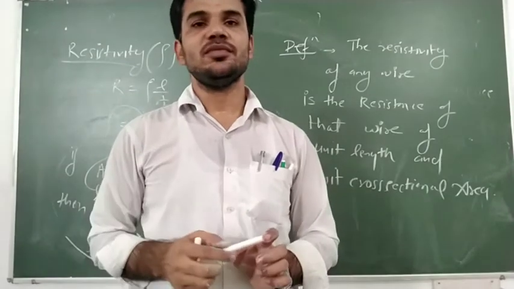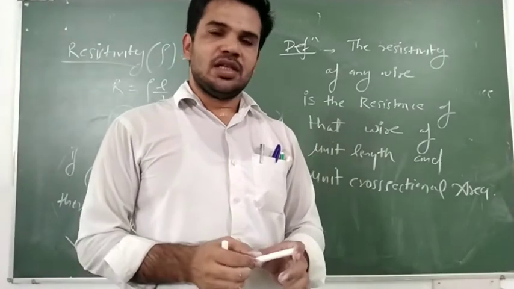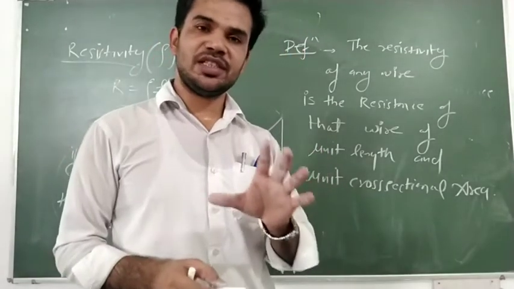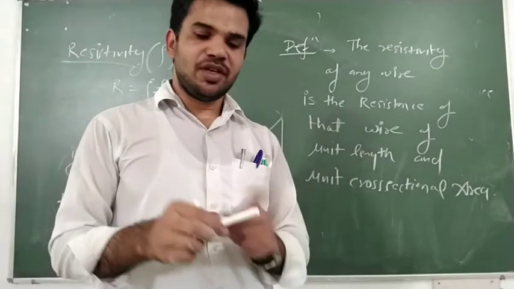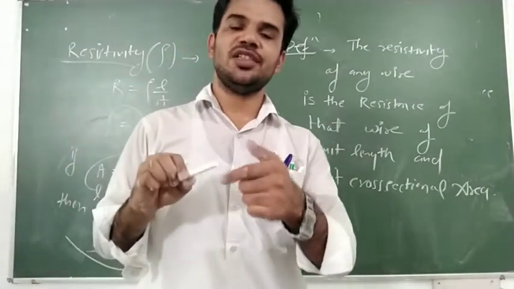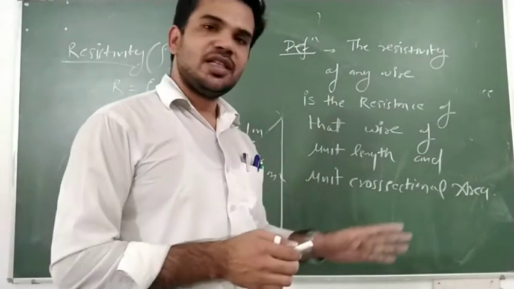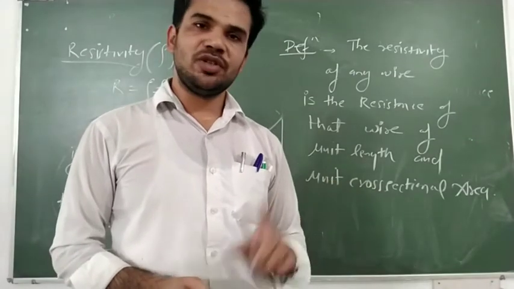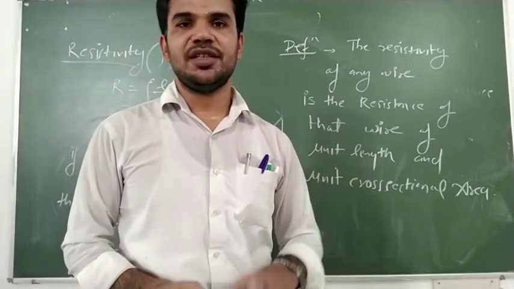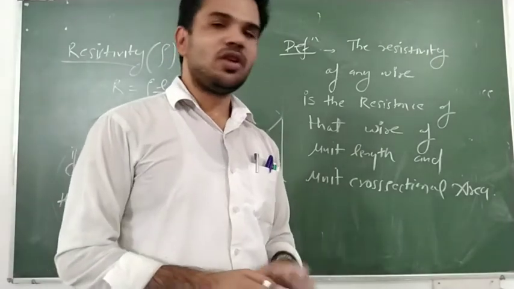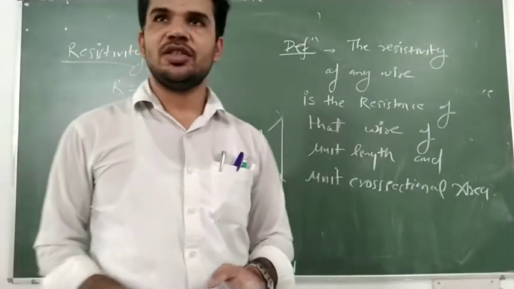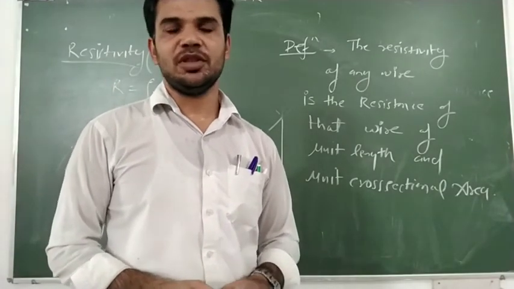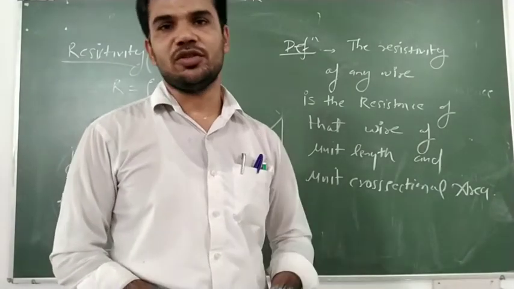Overall, the resistivity actually does not depend on the amount, because the definition is bounded for 1 meter length and 1 meter square cross sectional area. That's why it is very clear the resistivity of any wire does not depend on length and cross sectional area. It only depends on the material of the wire and temperature a little bit. So overall, resistivity is not a material property, because it depends on temperature also.